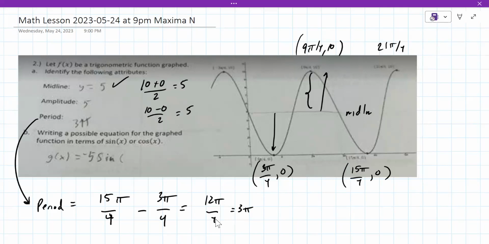Also 3 pi. Okay. So it's consistent. We like consistency.